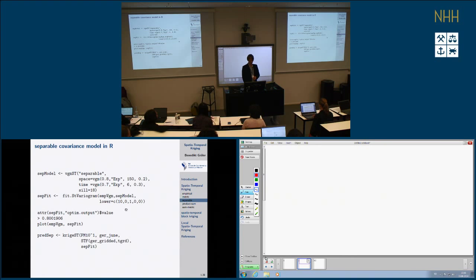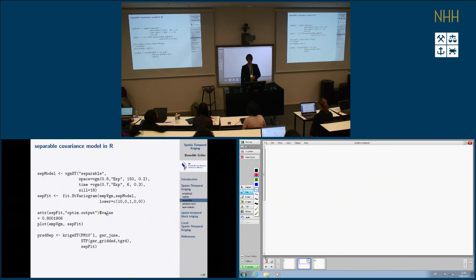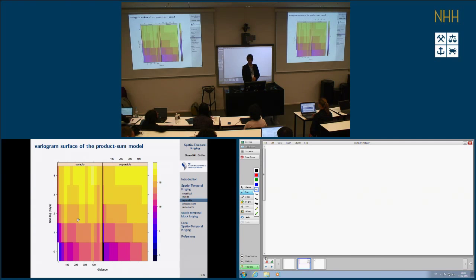And when we look at the optimized value, we get a slightly smaller value. We had 1 point something earlier for the metric model. Now it's 0.8. So we seem to be closer with this separable variogram model to the empirical variogram. And we can do the plotting the same way and do the predictions. And here we can look at both models that we have fitted.